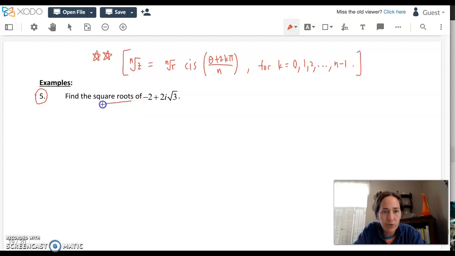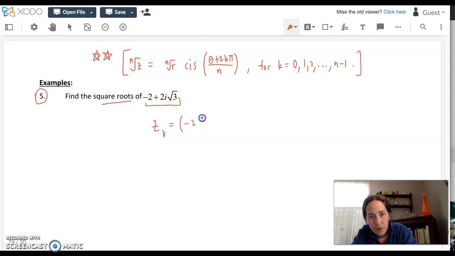Find the square roots of this complex number. Okay, now we got to think for a second. First of all, how many solutions are we expecting to get? This says square roots, so there should be 2 square roots that we can find in the complex number system. Here's what we're trying to do. We're trying to find z sub k such that if you square root this, you'll get that answer. So negative 2 plus 2i square root of 3, to the 1/2 power, equals our solution or solutions.